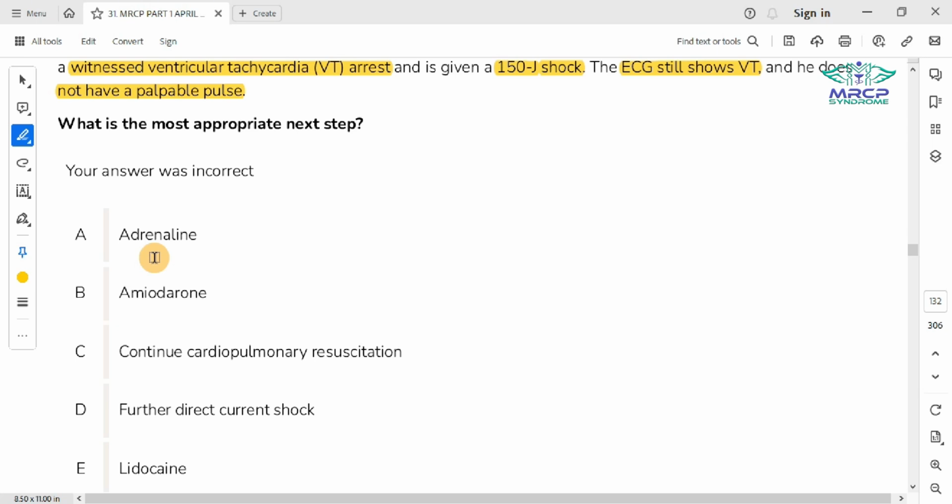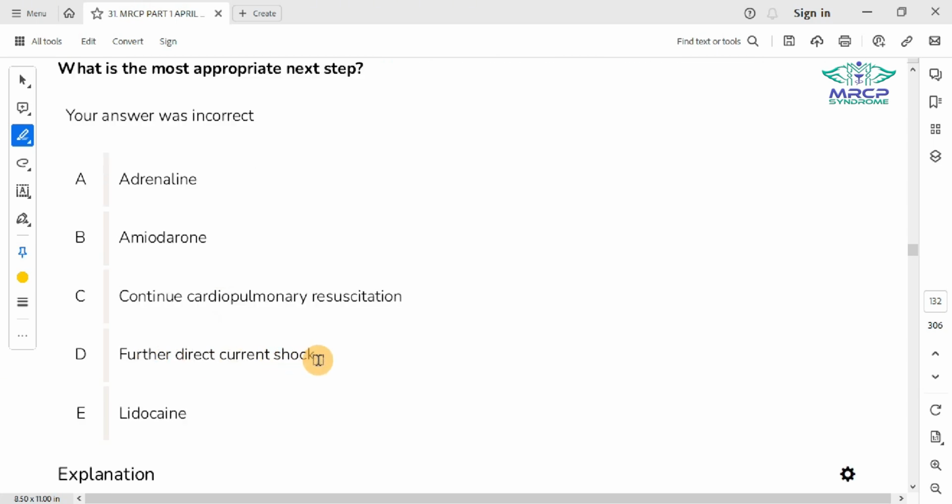And this adrenaline is typically administered every 3 to 5 minutes during the arrest, but not before the first cycle of CPR or before the first cycle of defibrillation has been completed. So adrenaline should be given after the third shock. Amiodarone should be given after 3 defibrillation attempts. Further direct current shock should only be considered after continuing the CPR for 2 minutes following each shock. And lidocaine can be given as an alternative to amiodarone, but this is also not suitable here.